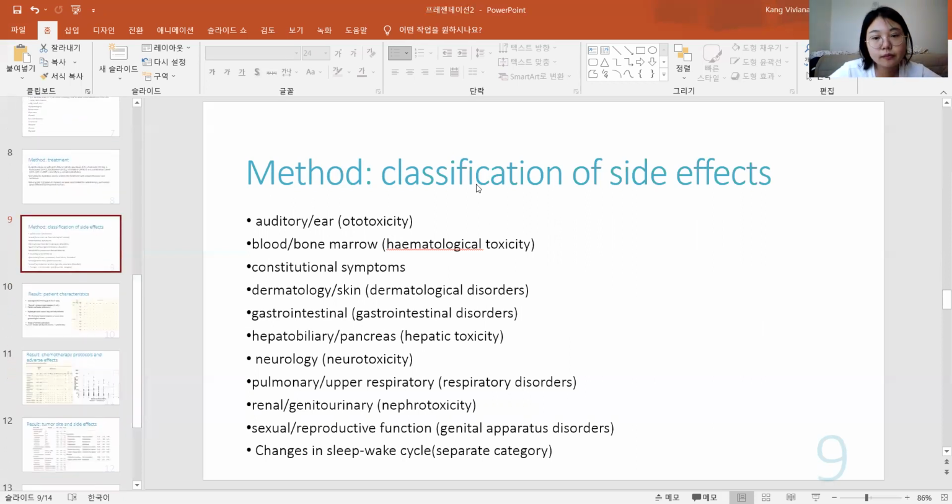When we define the side effects, we see those that affect the auditory system, the blood and bone marrow, constitutional symptoms, dermatology and skin, gastrointestinal, hepatobiliary, pancreas, neurology, pulmonary, upper respiratory, renal, genitourinary, sexual reproductive function, and changes in the sleep-wake cycle, which is a symptom categorized separately.